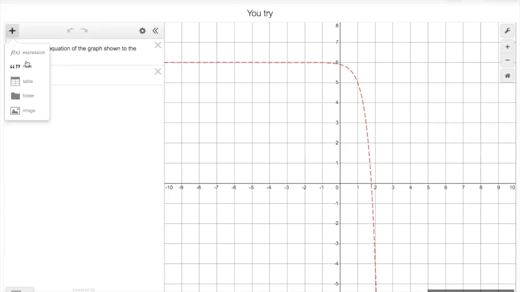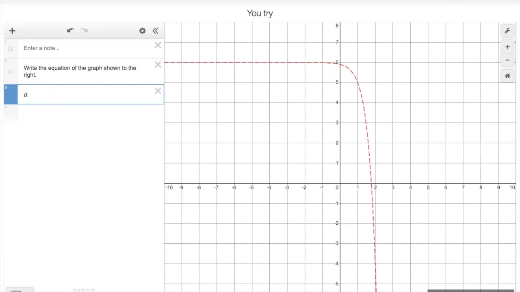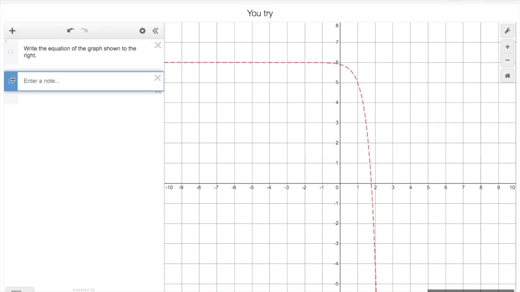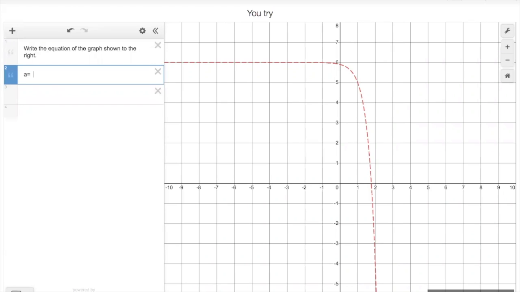So we need to define the variables A, H, K, and B. But just like before, we're going to make the observations before we get too specific. So let's start with A. Is this an increasing function or is it decreasing because it's been reflected? Well, we should see that it is a decreasing function. So A is going to be -1 this time.